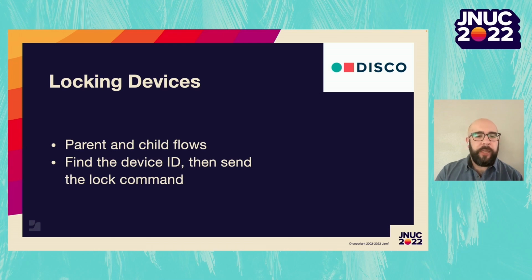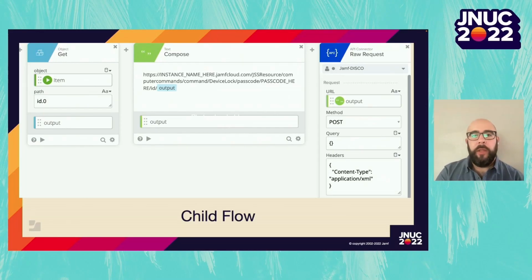The other really common automation that we have at Disco is locking devices when a user offboards and exits. So similar to the redeployment workflow, we're going to have parent and child flows. The parent flow is just that larger offboarding automation. The child flow in this case is specifically just the Jamf Classic API POST method to go and lock that Mac. So, let me briefly show an example here.